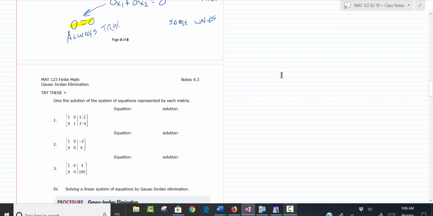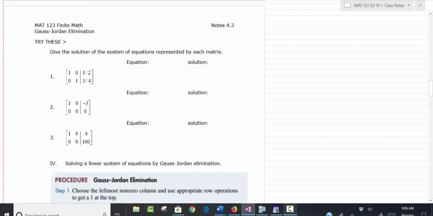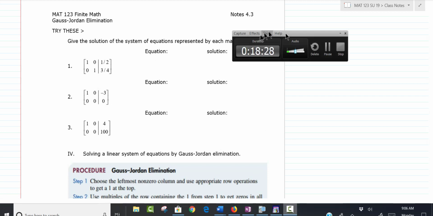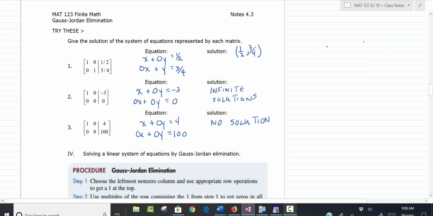Okay, so let's go through the next page. Let's go ahead and pause the video and work these out. There should be one of each case. Write down the system and then write down the solution. Okay, so let's check and see if you got this right.